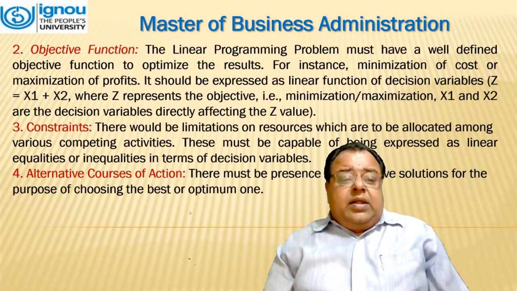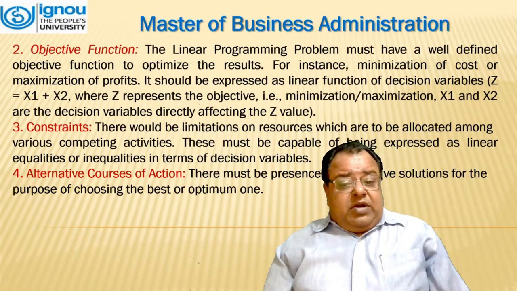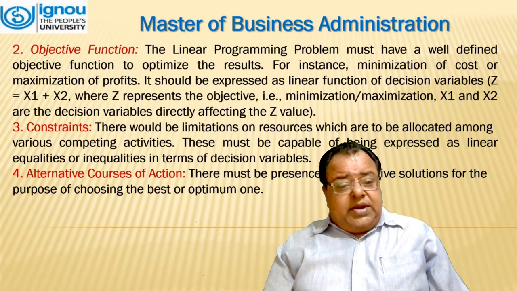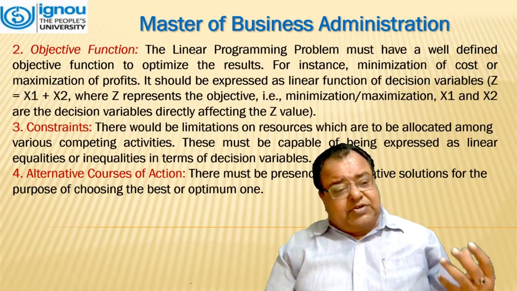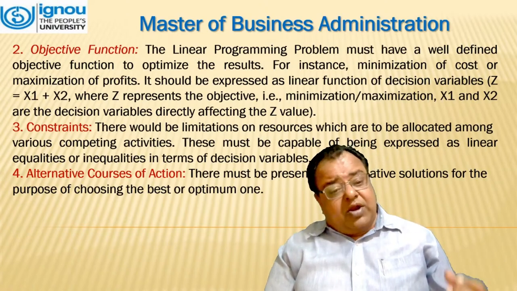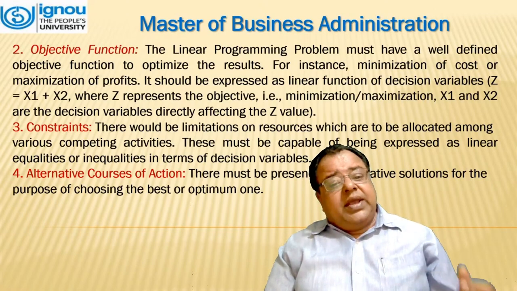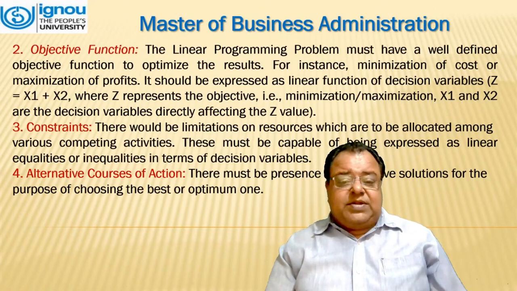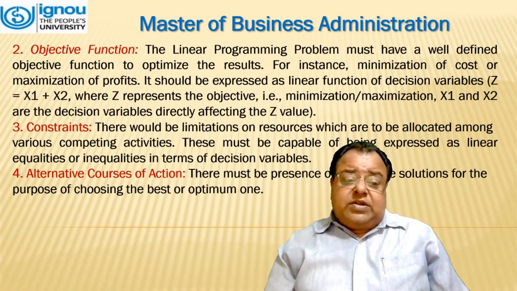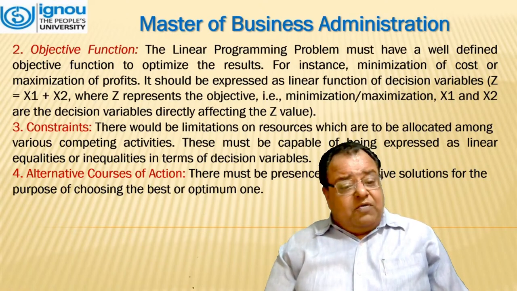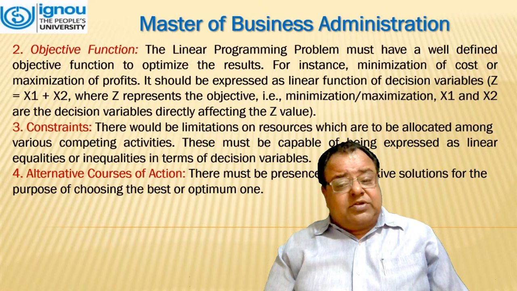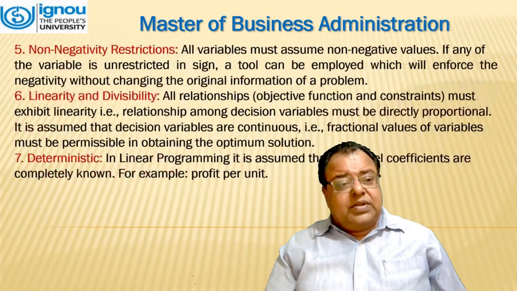Constraints. There would be limitations or resources which are to be allocated among various competing activities. These must be capable of being expressed as linear equalities or inequalities in terms of decision variables. Fourth one is alternative courses of action. There must be presence of alternate solutions for the purpose of choosing the best or optimum one.